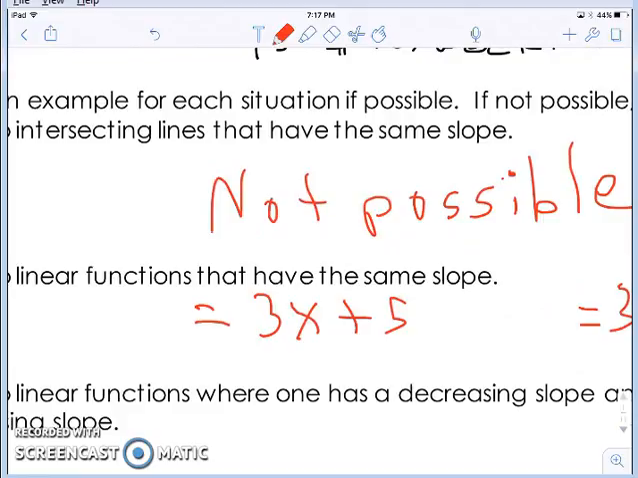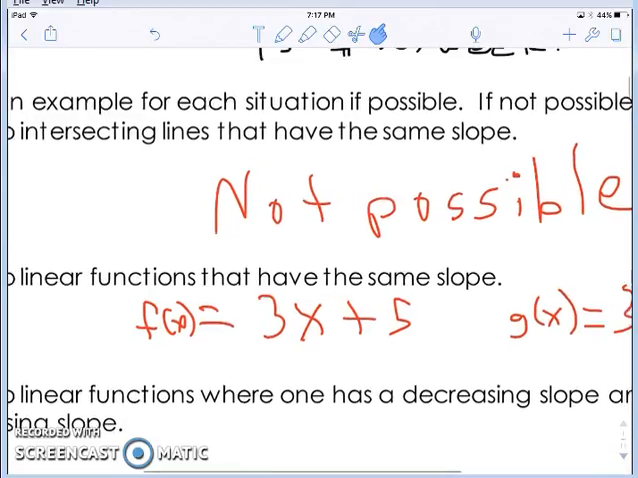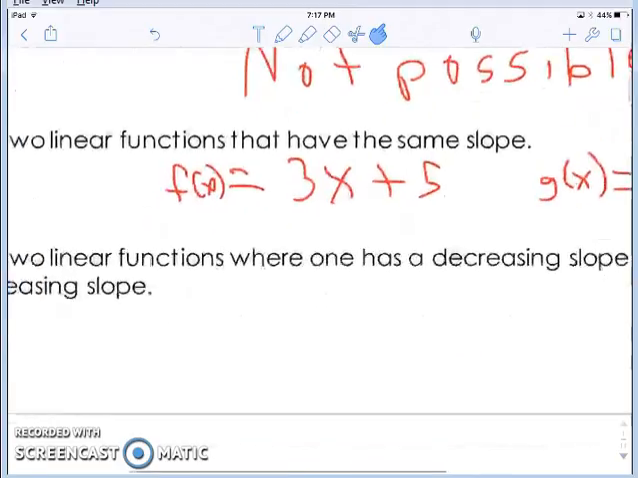To say f of x and x. And then we have two very different functions with the same slope.